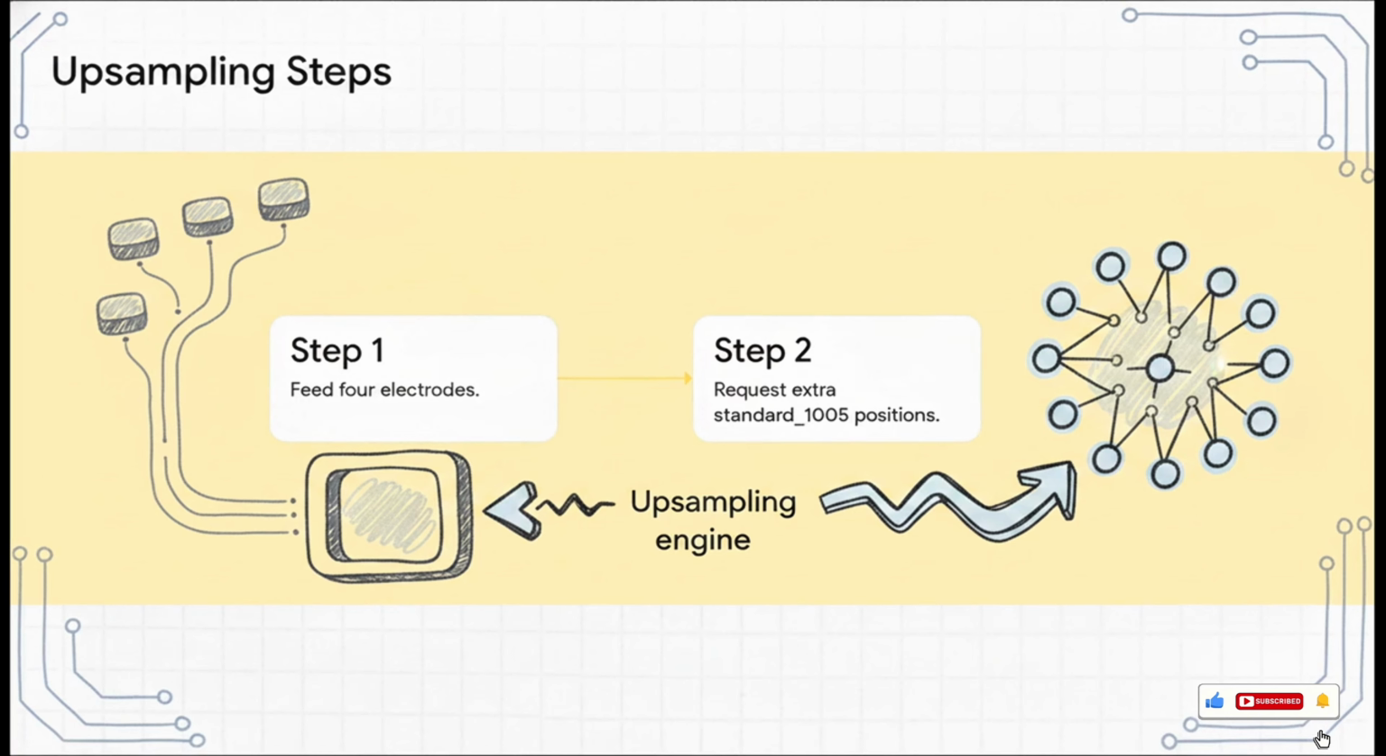What's really wild here is just the sheer simplicity of the execution. The source documentation outlines an incredibly concise 2-step procedure. Step 1, you just feed the system your baseline data, those original 4 electrodes. And step 2, you simply request the extra standard 1050 positions. That's it. The upsampling engine within Channel just takes over from there. It programmatically bridges that gap between your low-density physical input and the high-density output you desperately need for robust modeling. It's just a remarkably elegant, streamlined way to scale up your hardware's capabilities entirely through software.